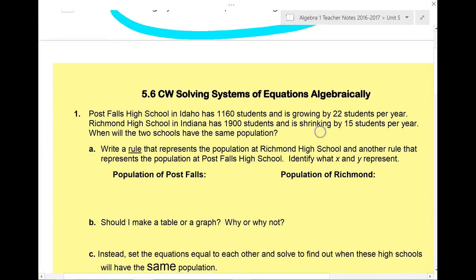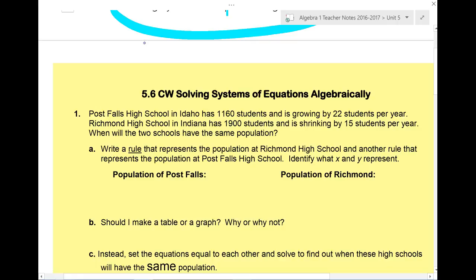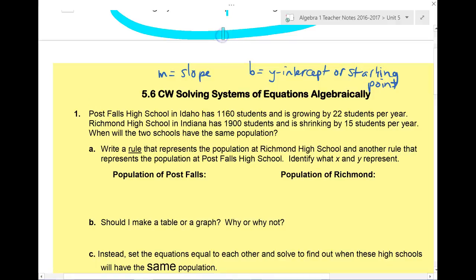Now, remember, we're going to approach this just like we did the last topic, where we need to find two things. We need to find m, the slope, and b, our y-intercept, or starting point. Okay, so let's go ahead and do that first. We're going to find our starting points.